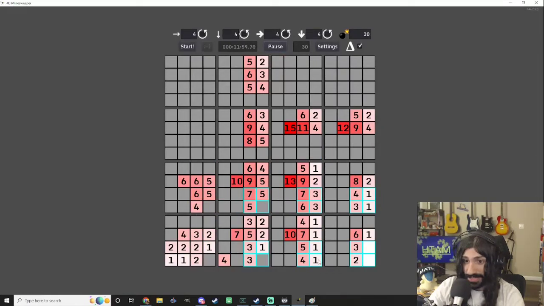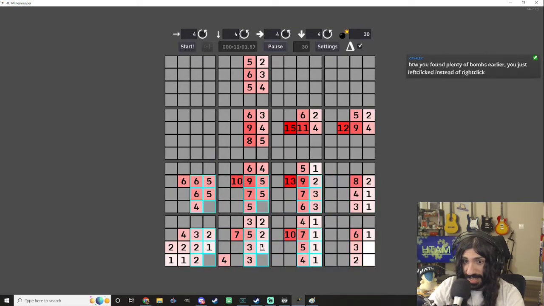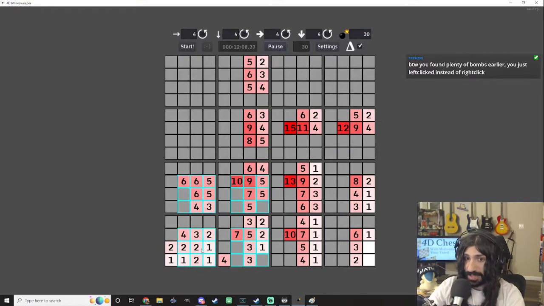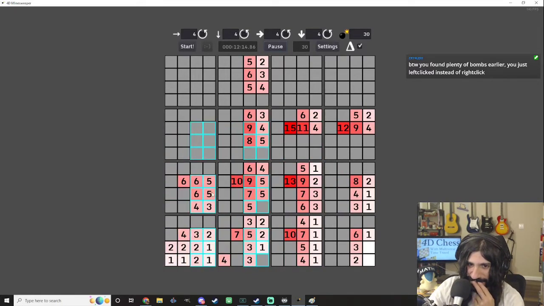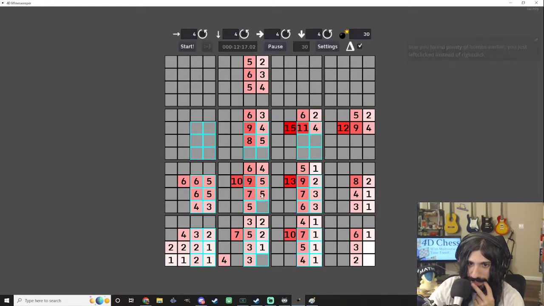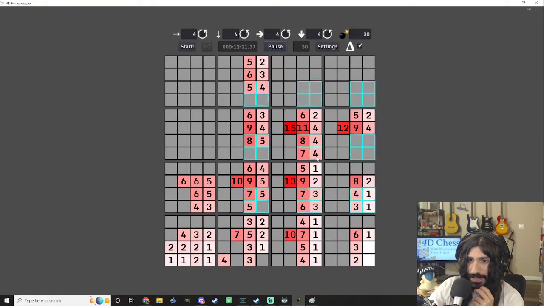Okay, wait. Because one of these is a mine, and this is adjacent to a mine, that means that these two can't be mines, and that's huge. By huge, I mean that doesn't really matter. Damn it. It matters a little bit. We're getting somewhere. We're getting somewhere. Wait, this is huge. None of these is a mine.